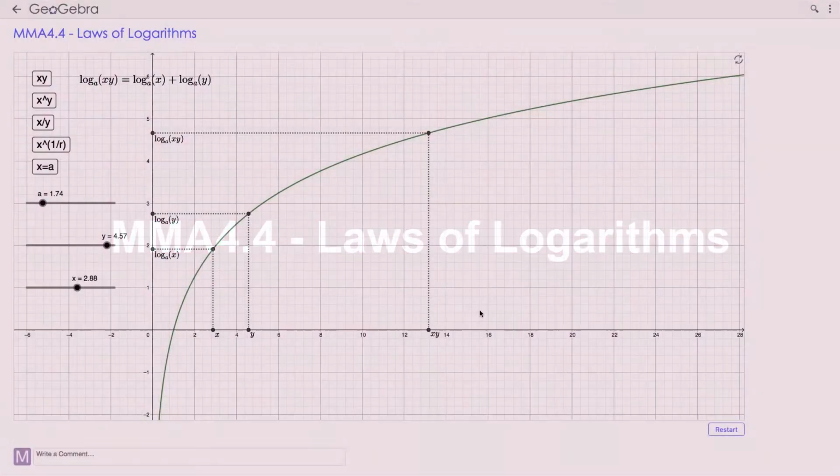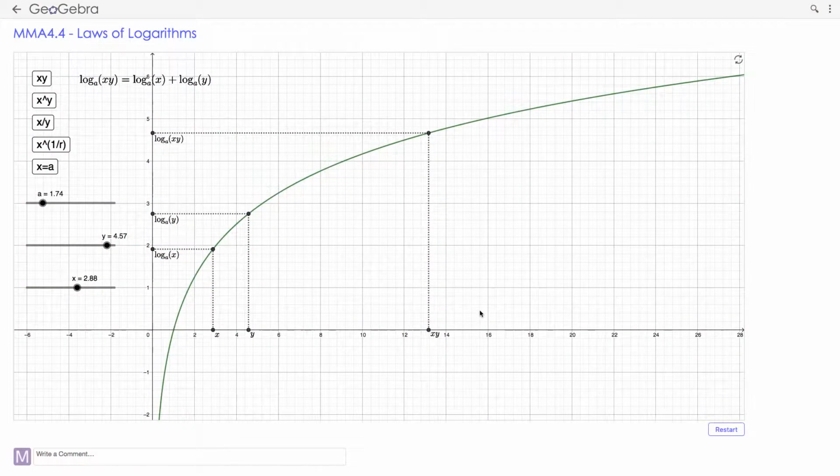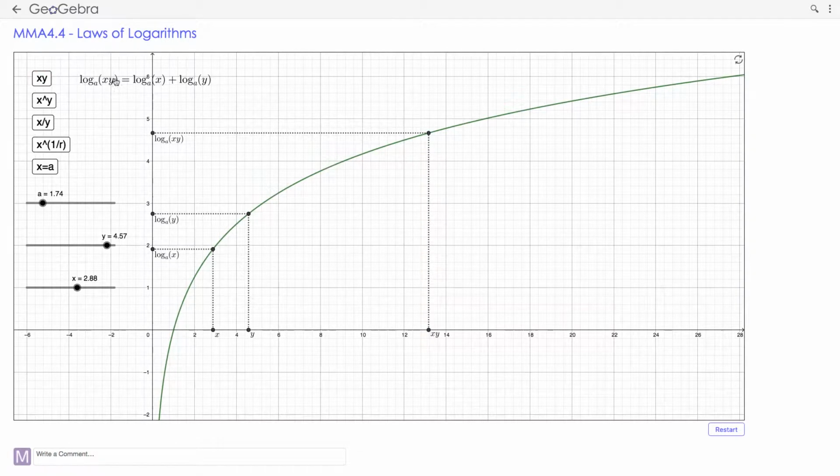We had some laws of exponents, where we saw that a to the power r plus s is a to the power r times a to the power s, and so on. All of these rules, plus a few other ones, can be converted into laws of logarithms. So what is going on here? Let's look at what it says up here.